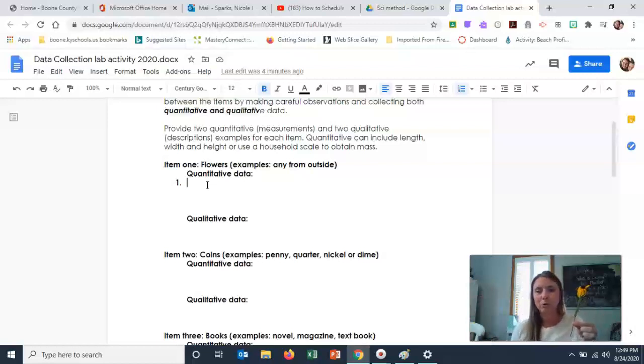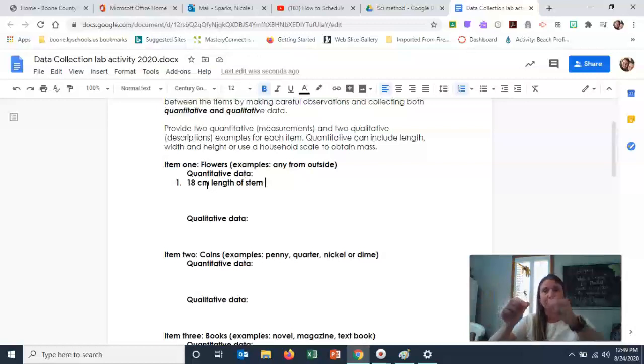So if we're looking for quantitative pieces of information, I could do a couple of different things. I could measure just the length of the stem. So by doing that, let's see here, I'll hold it up so you can see what I'm doing. 15, 16, 17, 18, it's about 18 centimeters. So I could just say 18 centimeter length of stem. That is a numeric piece of information.